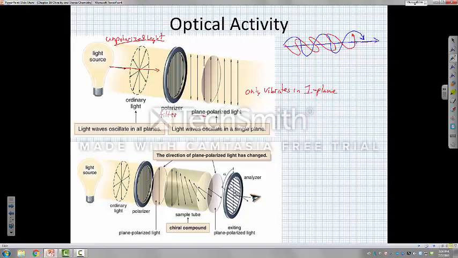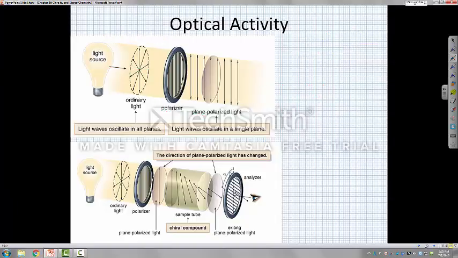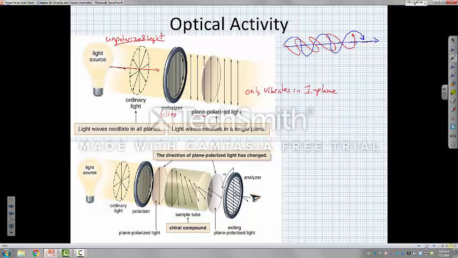Now initially these two had to be lined up, so this one is stationary, doesn't move, but this one you can rotate, and it would be vertical so the light would shine through. But what you have to do to get the light to come through is rotate this down a few degrees so that the light that's rotated by your chiral compound can now come through. All right, so that's optical activity.